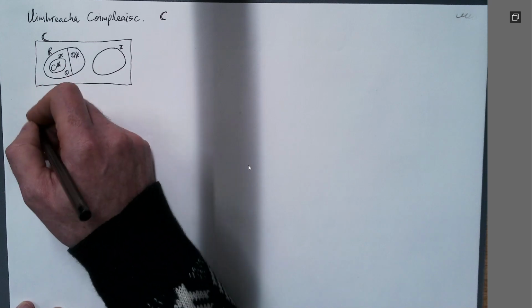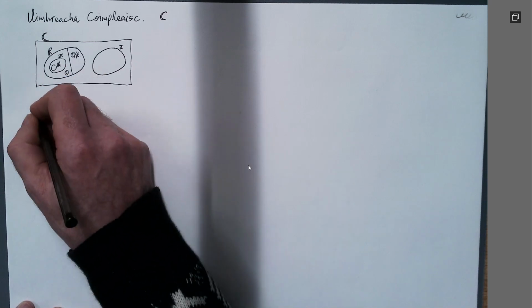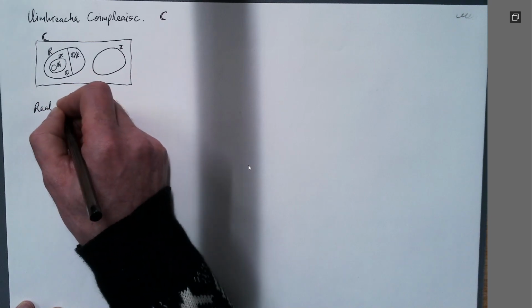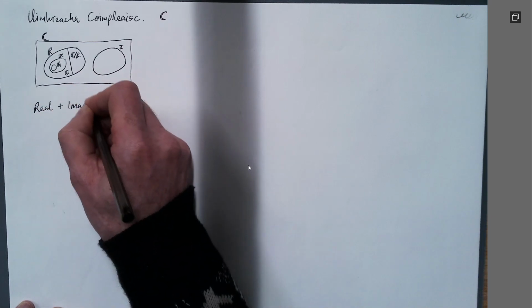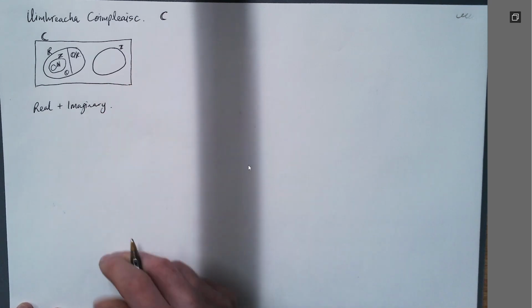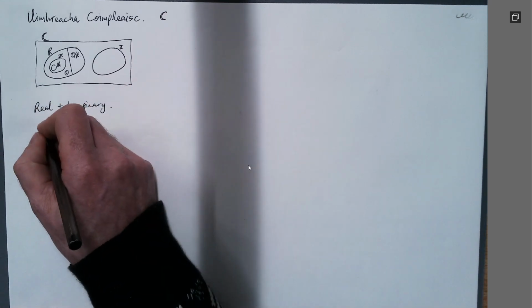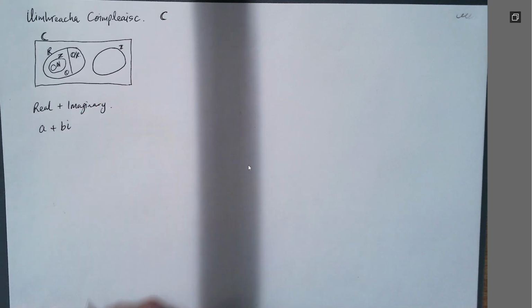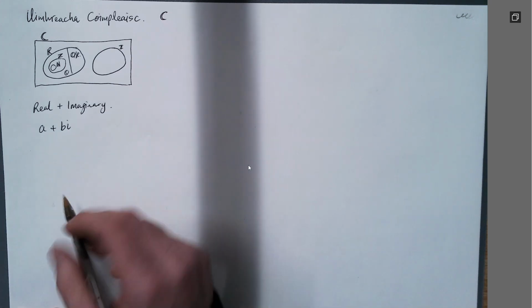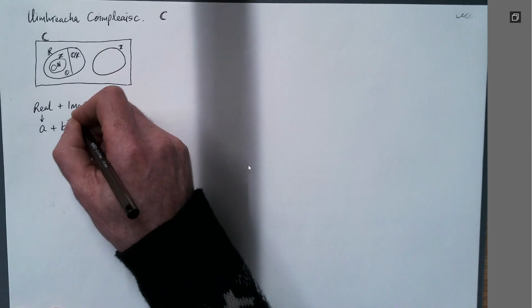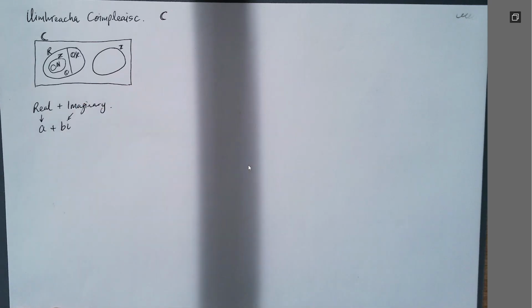Now a complex number is made up of a real part plus an imaginary part. It is written in the form a plus bi, where i is used for the imaginary number, for example p plus qi. The first part is real, and the second part, with the i, is imaginary.